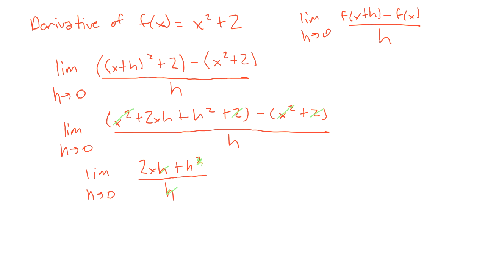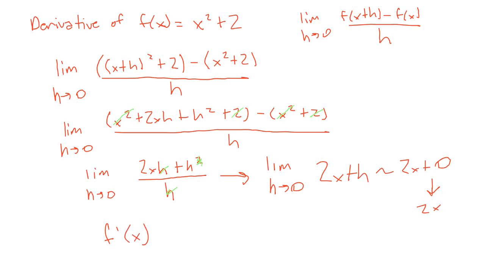Now this leaves us with our limit as h approaches 0 of 2x plus h. But if h approaches 0, we can essentially just eliminate that and say that's equal to 2x plus 0, which would give us 2x. Therefore, the derivative of our function, f prime of x, is going to equal 2x.